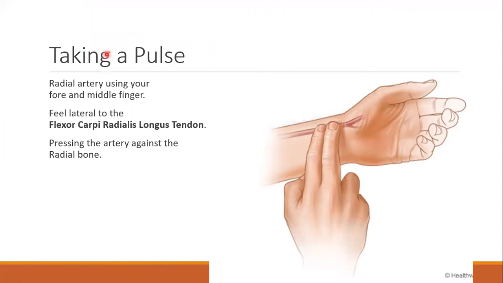When it comes to taking a person's pulse, you can get a radial pulse by using your index and middle finger and pressing them. You can feel the pulse lateral to the flexor carpi radialis longus tendon.